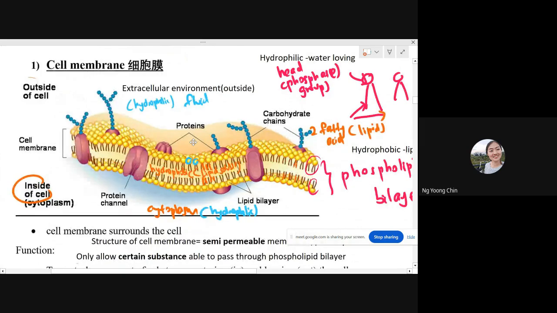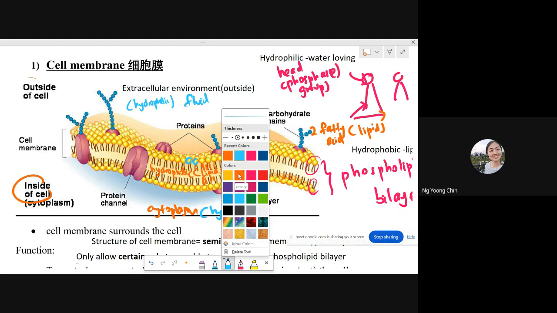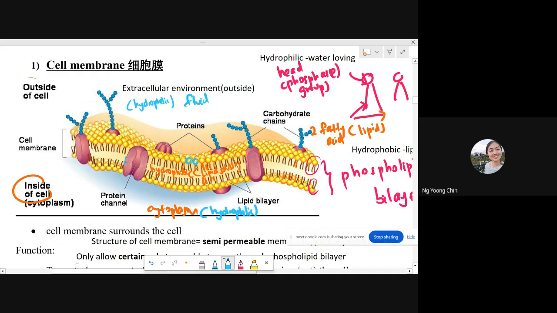The cell membrane has the phospholipid bilayer, and between the phospholipid bilayer it has the carrier protein. In carrier protein, you have two types: the channel protein and the carrier protein. Later we'll learn more, but maybe you can write them down first. These two kinds of proteins are found inserted between the phospholipid bilayer.